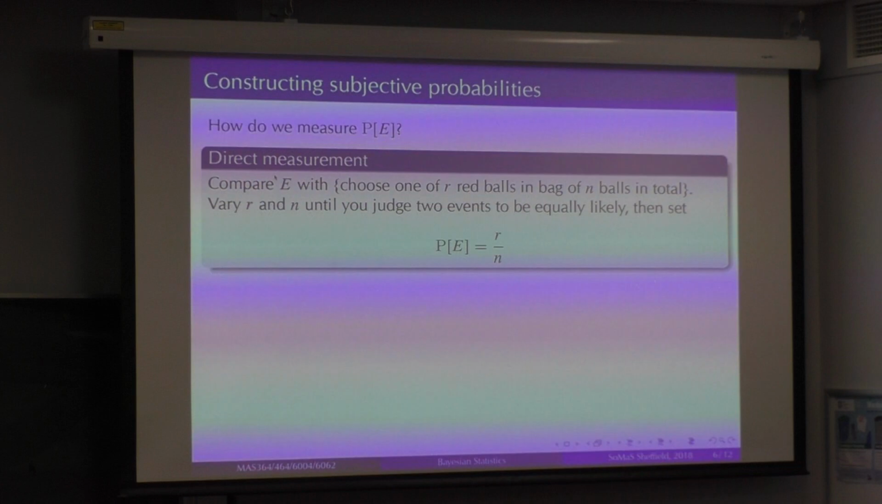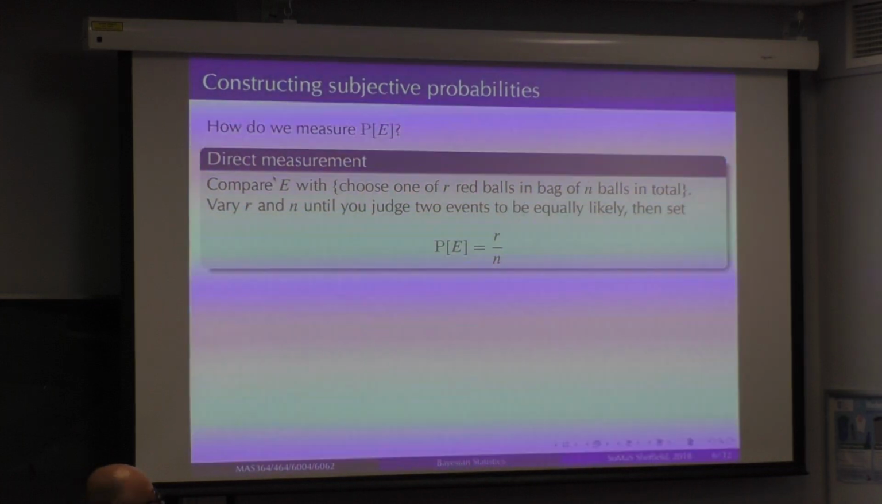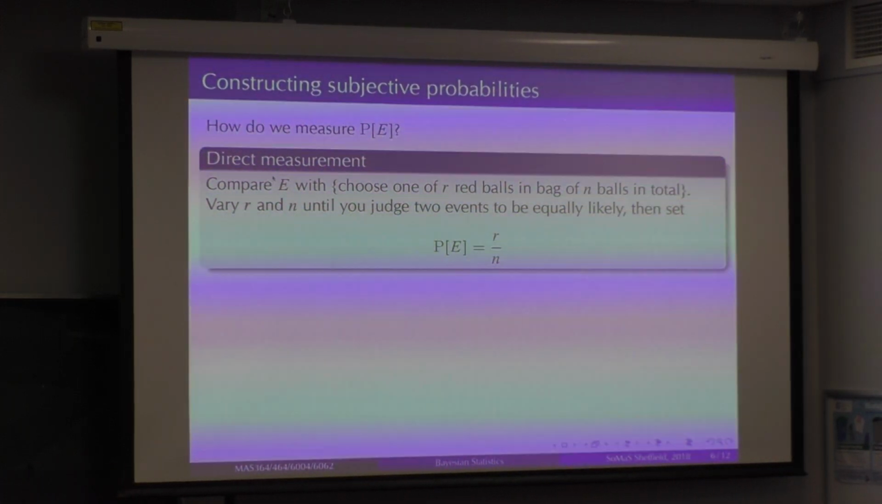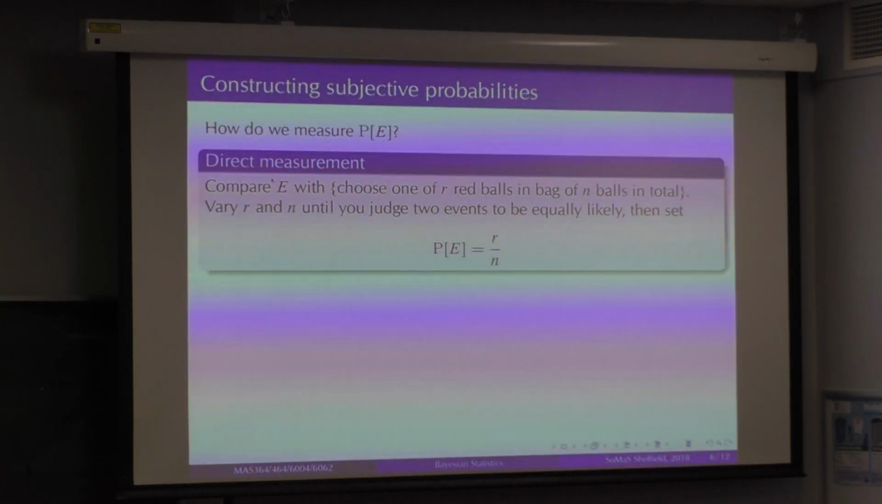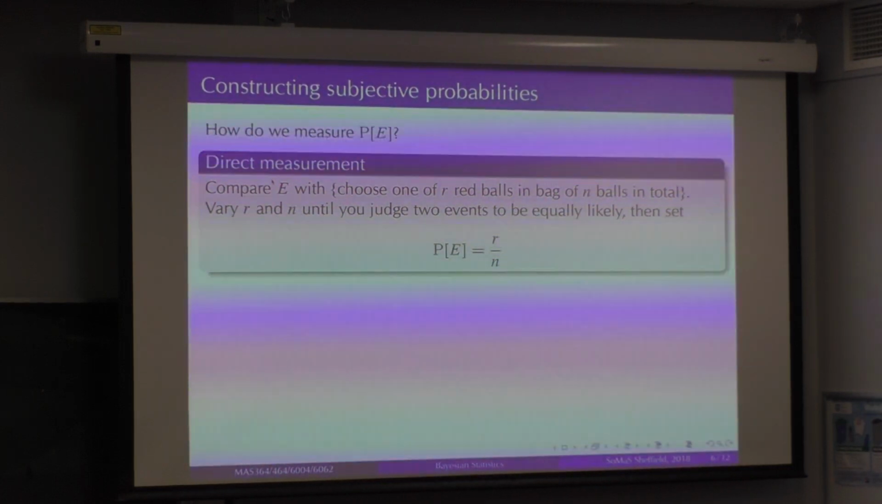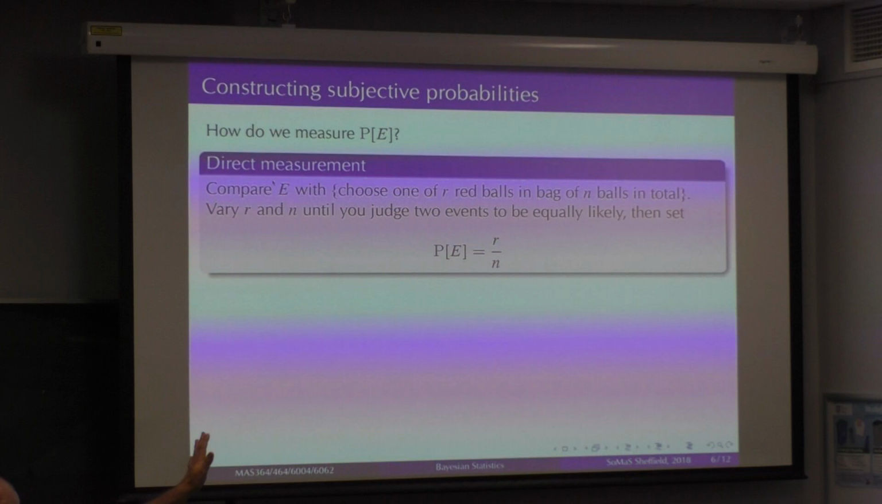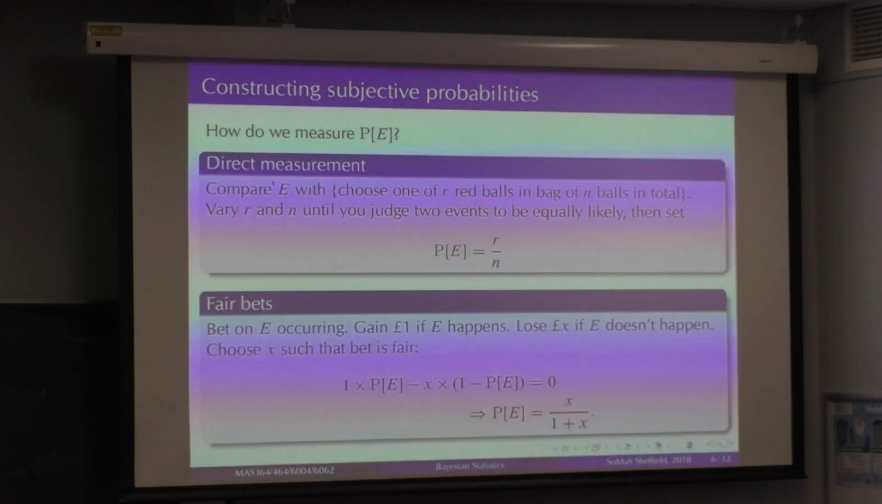So one way would be direct measurement, okay? So this is frequentist statistics. You have an event E, and then you can choose R red balls in a bag of N, and then vary R and N until you judge that that probability is that ratio. So you could do that if the event was repeatable. But again, if we don't have events that can be repeated, this is not very useful. A better way is by doing fair bets. Fair bets, sorry.